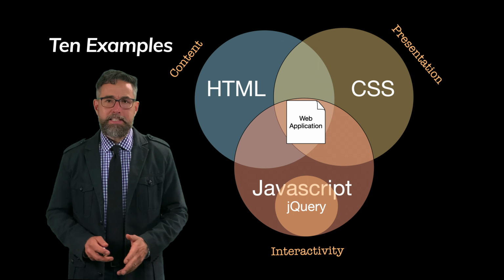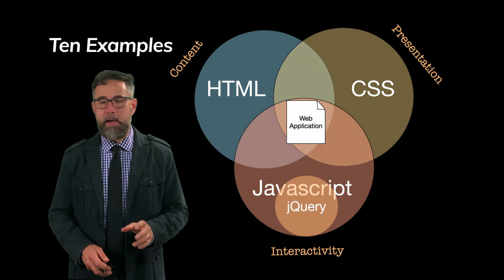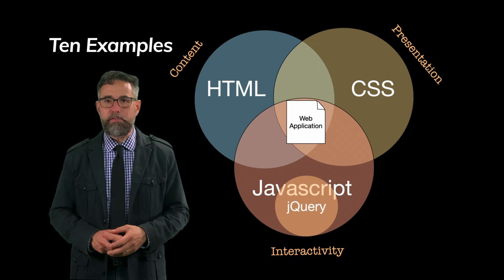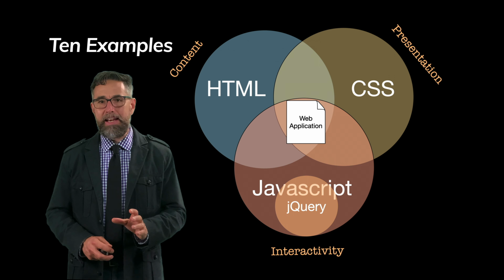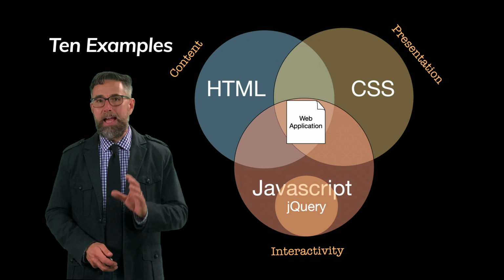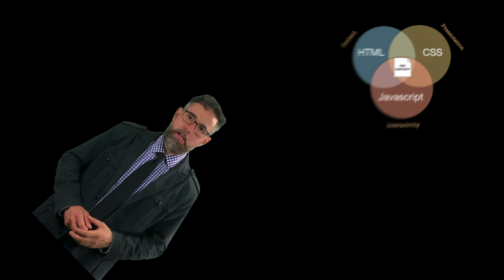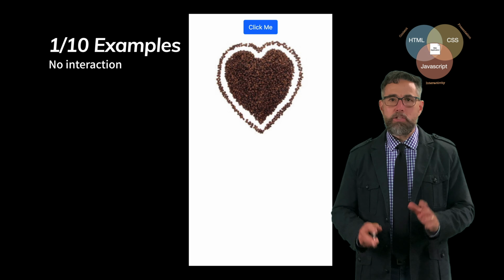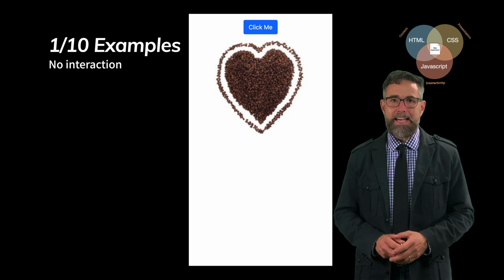All right, so here are 10 examples where we're going to take some HTML, and mostly we're going to just be using the default CSS, but we're going to add interactivity using JavaScript, and in particular, I want to show you how to get jQuery in the mix as well. So here's our first example, just to get us set up.